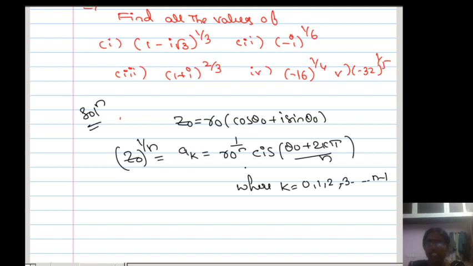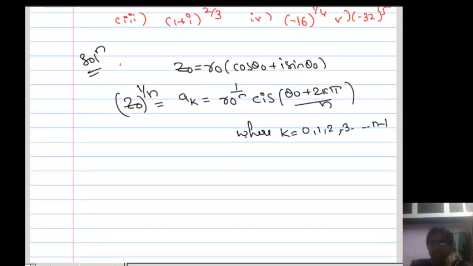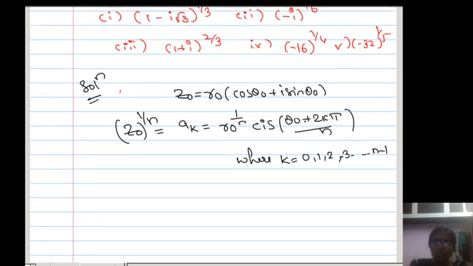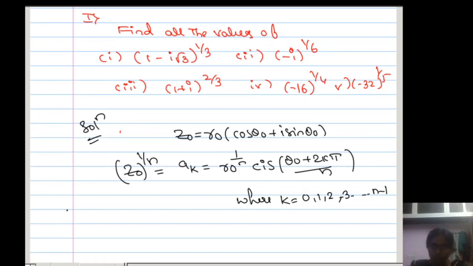We did the proof of this theorem in the previous classes, so go through that and you can understand the proof. So what does this a_k mean? These many values exist for the given complex number as its nth root. Now you can compare this formula for all the problems.